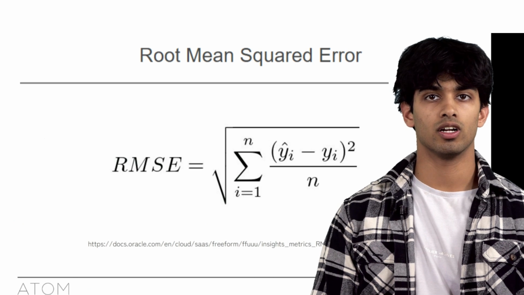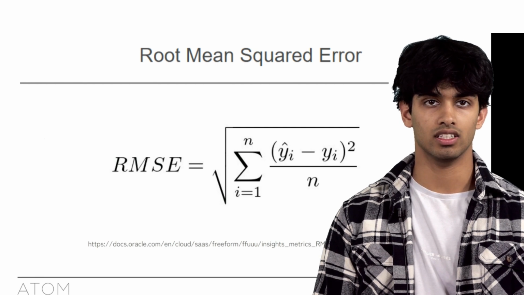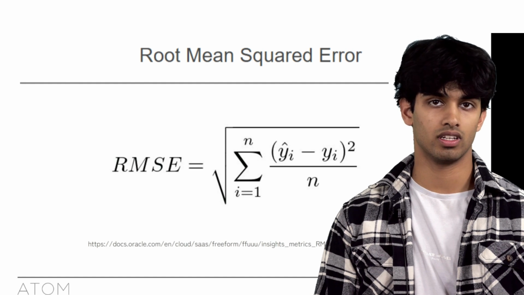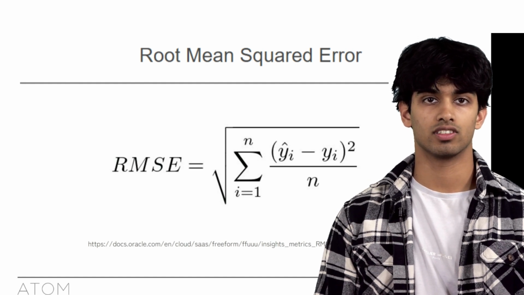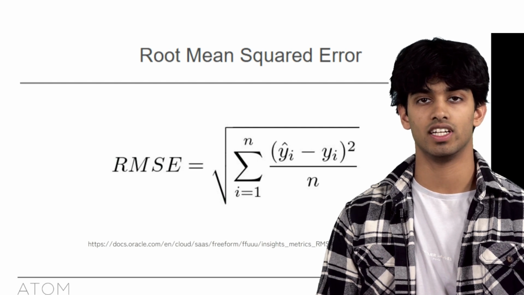Root mean squared error begins with the actual value, y sub i, and the predicted value, y hat sub i. The difference is taken, and this is squared, divided by the total number of values. This is then square rooted. The root mean squared error gives a good explanation of how closely related the predicted and actual values of a dataset are.